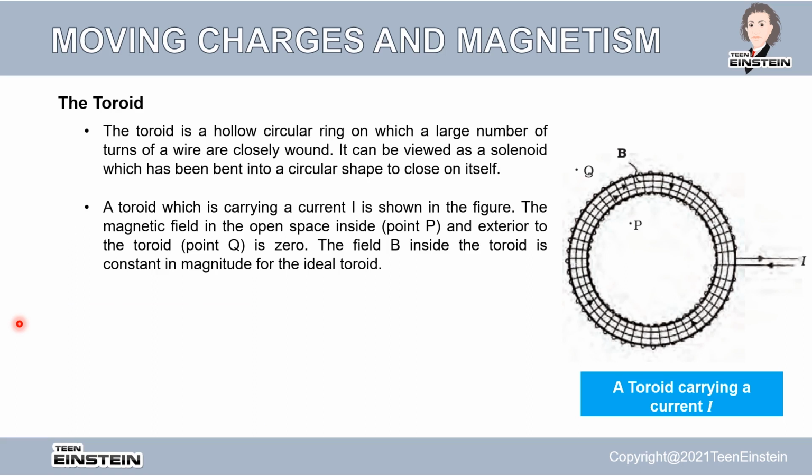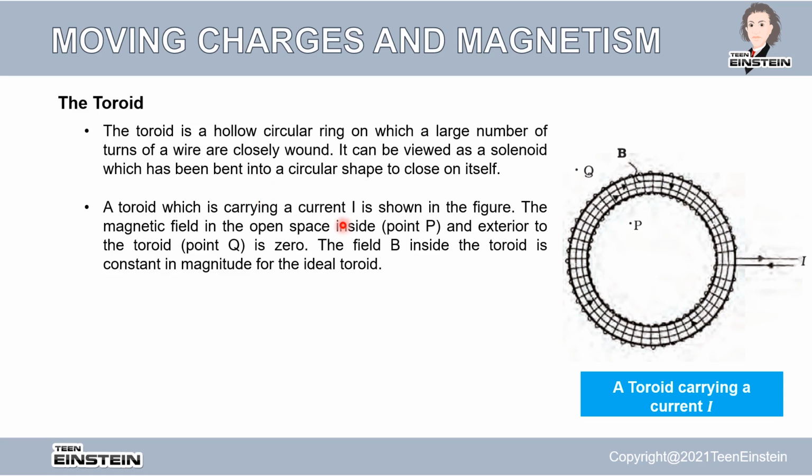Okay, now we have come to the case of a toroid. A toroid is similar to a solenoid, but in a circular form. You take a solenoid and bend the circular loops into a big circular form, and this is called a toroid. The toroid is a hollow circular ring on which a large number of turns of a wire are closely wound. It can be viewed as a solenoid which has been bent into a circular shape to close on itself. A toroid which is carrying a current I is shown in the figure.